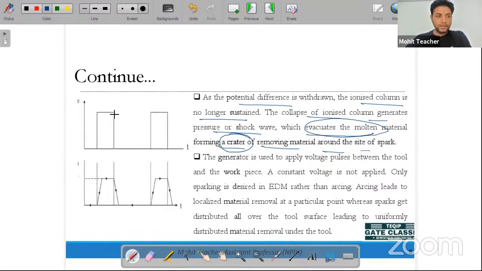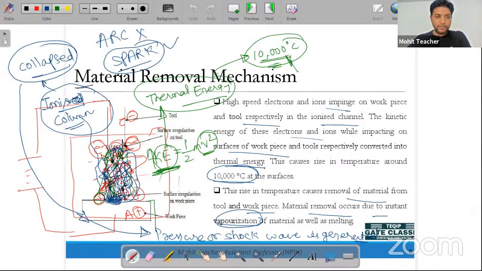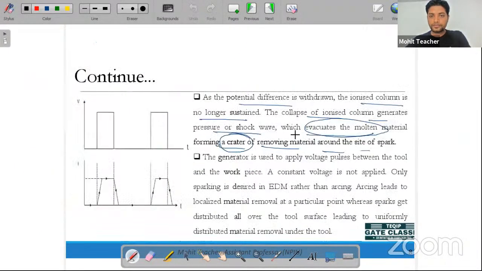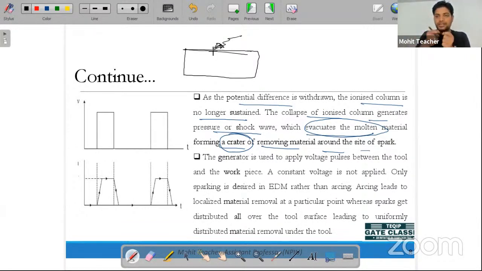So what is happening here is, if you look at the workpiece over here, at this zone, at this area, when the spark is generated, it will immediately come in contact with the workpiece surface, at the area where the gap is very small. Now we are assuming that it is flat and very smooth.